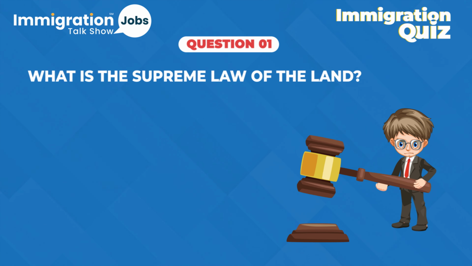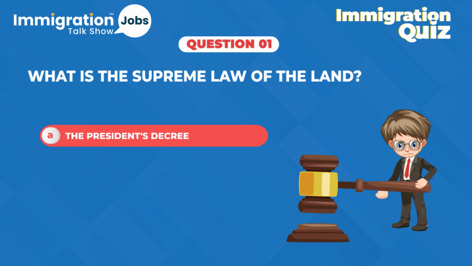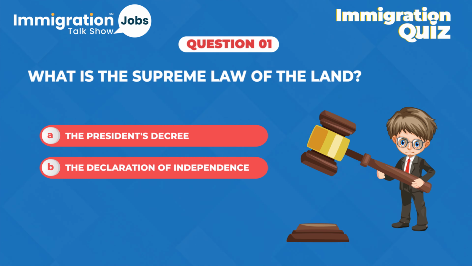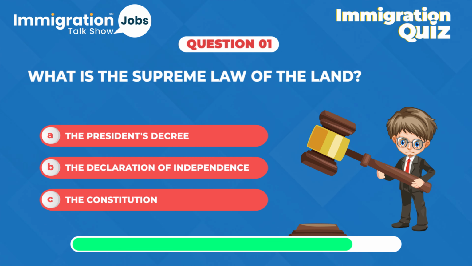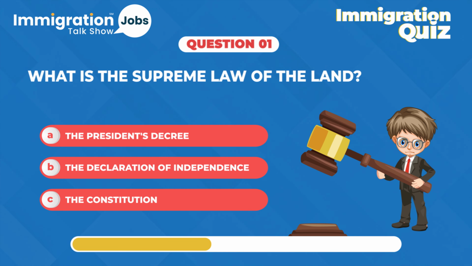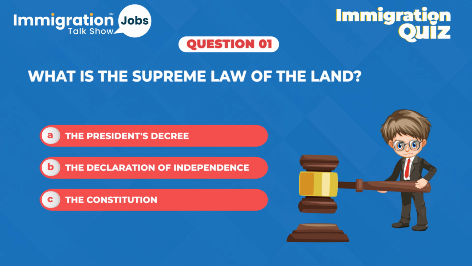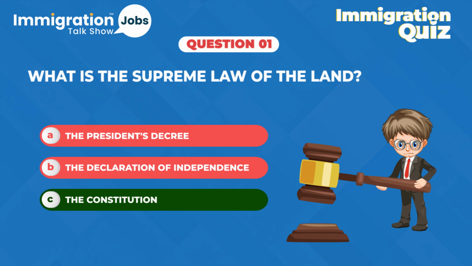What is the supreme law of the land? Option A, the President's Decree, or Option B, the Declaration of Independence, or Option C, the Constitution? And the correct answer is Option C, the Constitution.